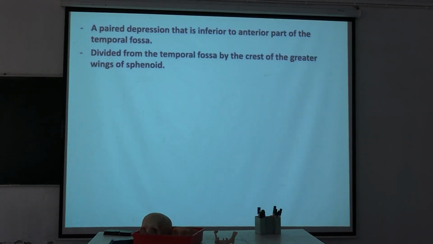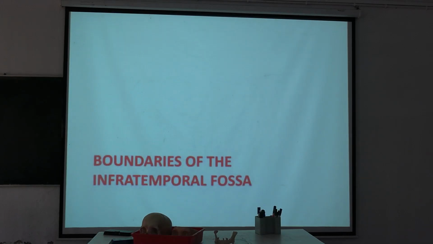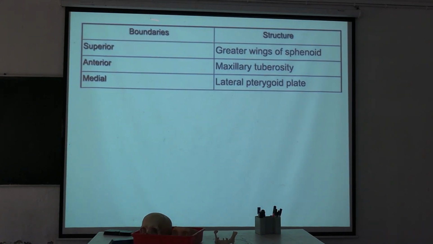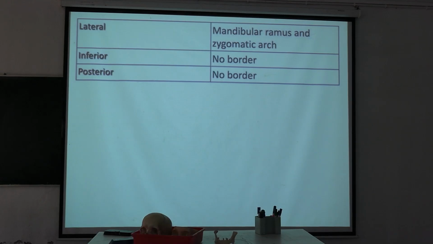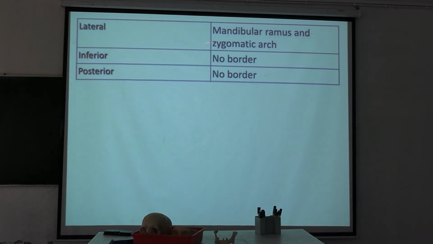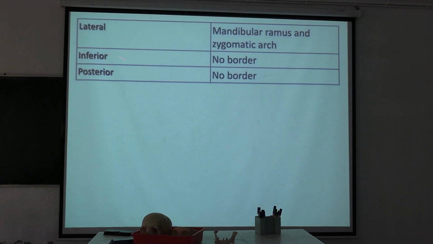Next, we are going to the infratemporal fossa. The infratemporal fossa is a paired depression inferior to the anterior part of the temporal fossa, and it is divided from the temporal fossa by the crest of the greater wing of the sphenoid. So below the crest of the sphenoid will be the infratemporal fossa. What are the boundaries? Superior boundary is the greater wing of sphenoid, anterior is the maxillary tuberosity, medial boundary is the lateral pterygoid plate, lateral boundary is the mandibular ramus and zygomatic arch, and inferior and posterior have no boundary.